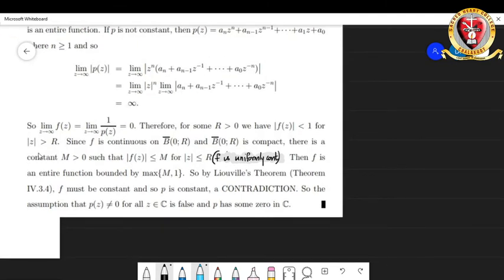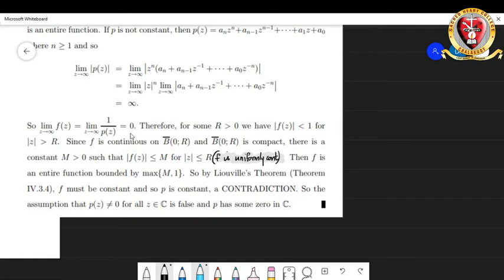That means limit as z tends to infinity of f of z is equal to limit as z tends to infinity of 1 by p of z. So that is equal to 0 because the denominator is tending to infinity. Therefore, for some r strictly greater than 0, we have modulus of f of z minus 0 is strictly less than 1 for modulus of z strictly greater than r. That is simply the definition of the limit, because f of z is tending to 0. So modulus of f of z minus 0 is made less than epsilon equal to 1, and for that you will have r such that modulus of z is strictly greater than r.